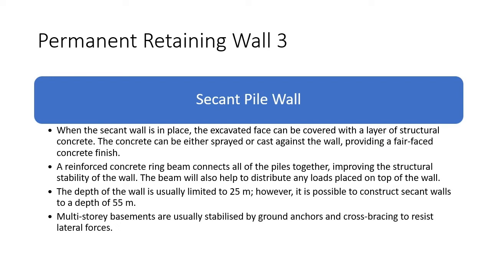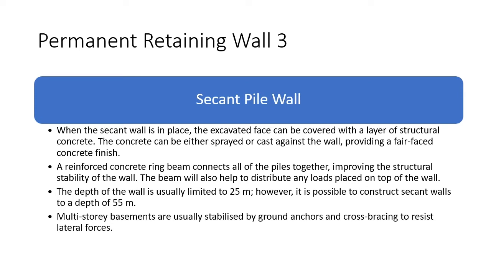So basically bila second wall pile ni dah siap tapi dia punya surface tu not very nice looking kan. So kita boleh buat finishes. For example, kita boleh spray dengan shotcrete or kita boleh provide another wall lah in front of the second wall ni. A reinforced concrete ring beam connects all the piles together, improving the structural stability of the wall. The beam will also help to distribute any load placed on top of the wall. Therefore, this one is similar with the CBP. Ada ring beam on the top of the pile untuk load distribution dengan improve stability of the wall.